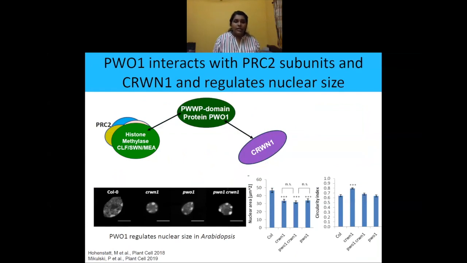One of the key factors that is regulating gene expression by putting heterochromatic marks is the PRC2 complex, or Polycomb Repressive Complex 2. And previously in our lab, we have identified a protein called PWO1 that interacts with PRC2, which is shown to be interacting with CRWN1 as well. So PWO1 pulled down CRWN1 as one of its interactors, and then we confirmed this interaction by several protein-protein interaction studies. And then we looked at the nuclear morphology of PWO1, and it has been shown that PWO1 regulates the nuclear morphology. Like in PWO1 mutants, the nuclei size is reduced.